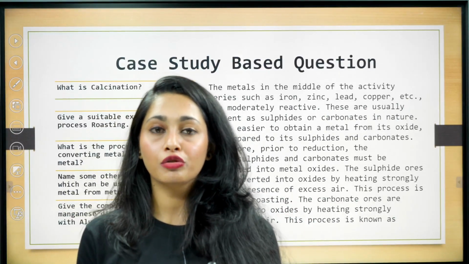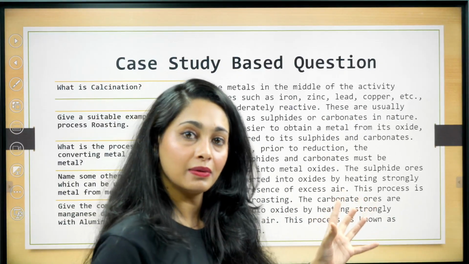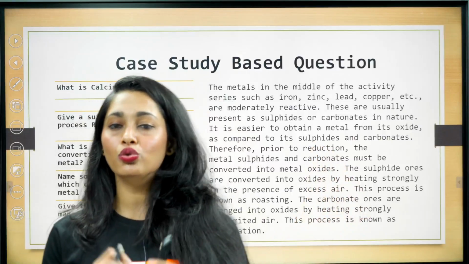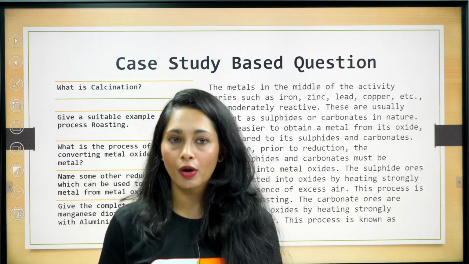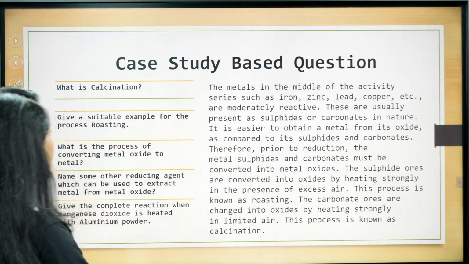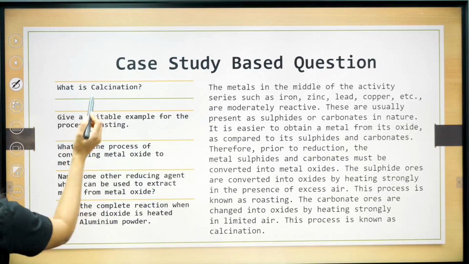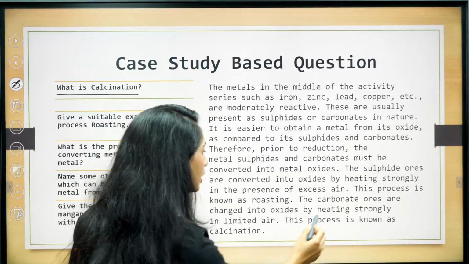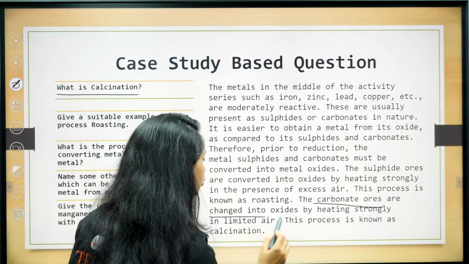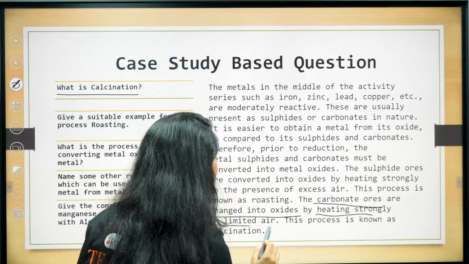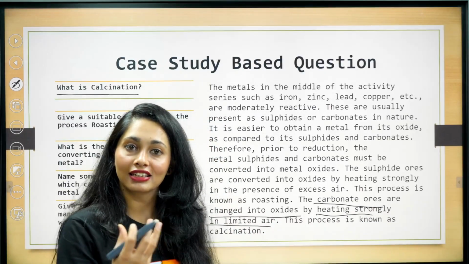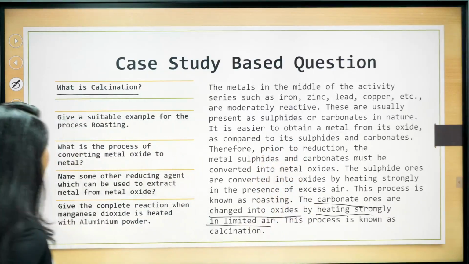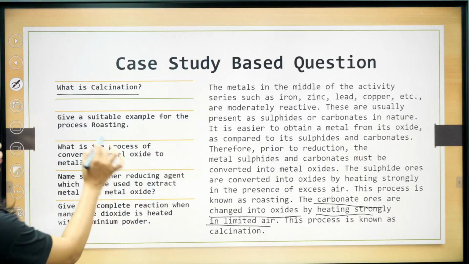The answers for the questions will be in the paragraph itself. You don't have to worry much about it. You just have to read the questions properly. That's it. Okay, so they have asked what is calcination. So the answer is right here. See here, the carbonate ores are changed into oxides by heating strongly in a limited supply of air. This process is called calcination. The answer is here.